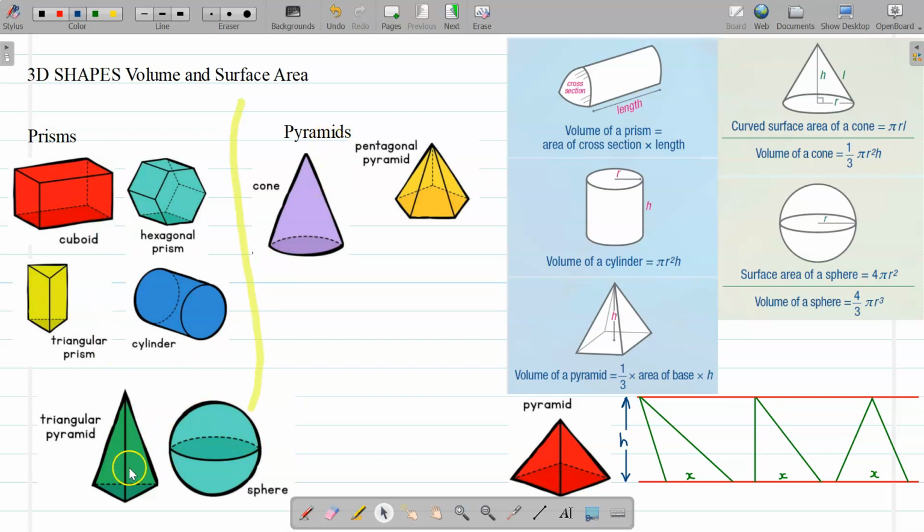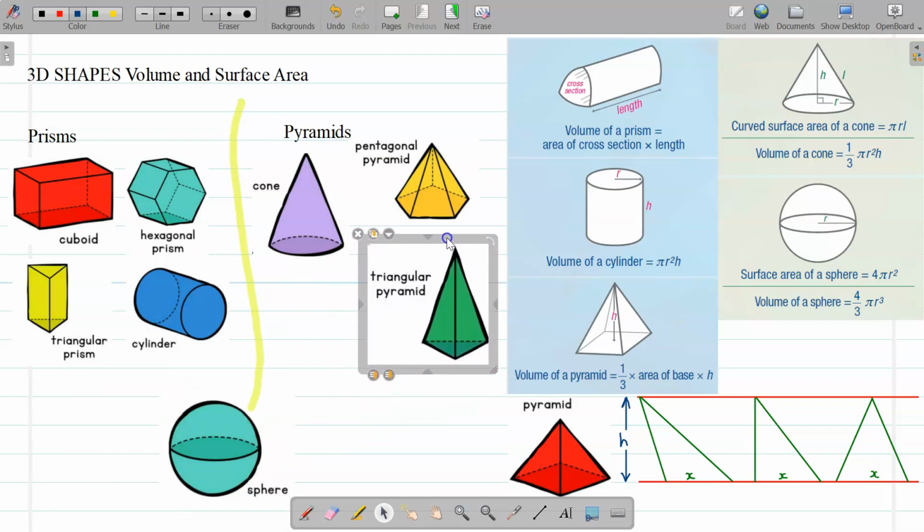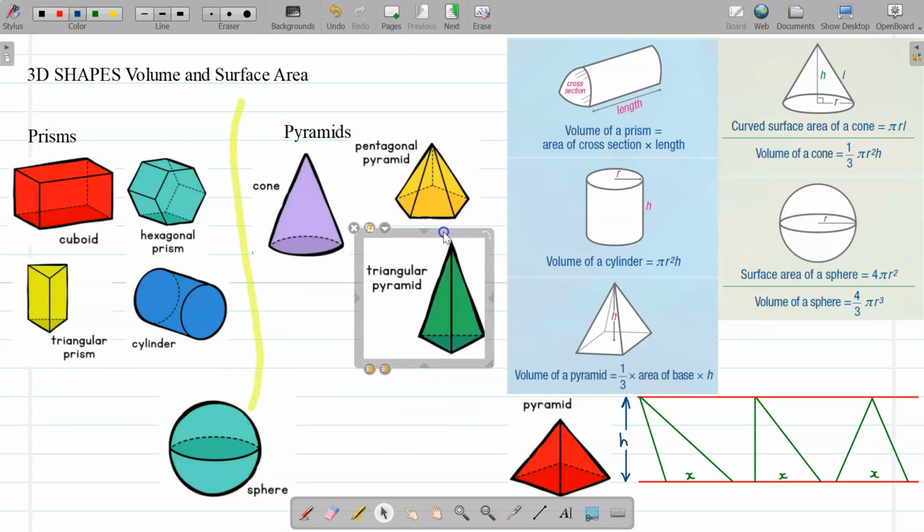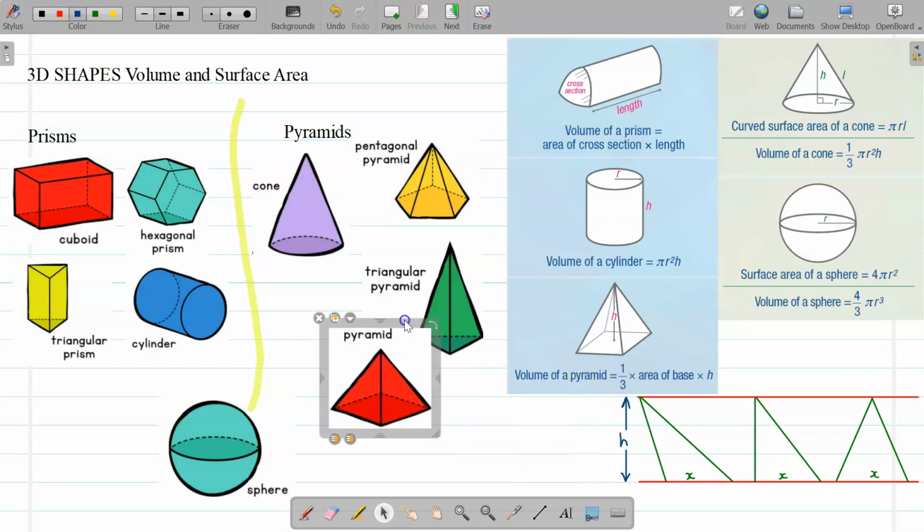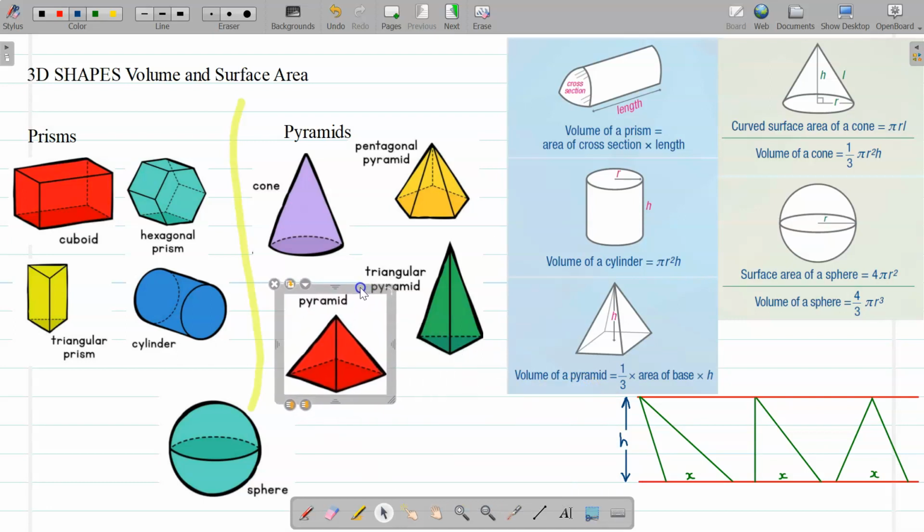Whereas a pyramid has a shape on the base, but all of the points from every vertex on the base converge to a single point above it somewhere. Okay, and they're called pyramids. And again, a cone is a kind of pyramid because it's all coming from a circle on the base to a single point. And finally, we have the odd one out, which is a shape that's neither a prism nor a pyramid, which is a sphere.